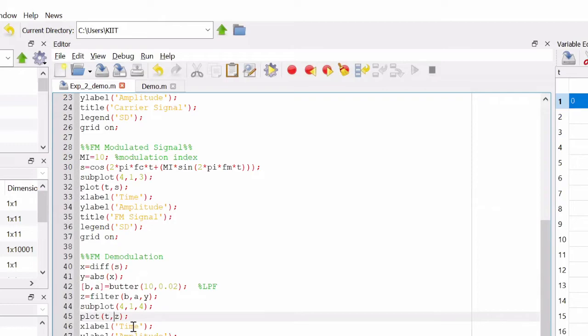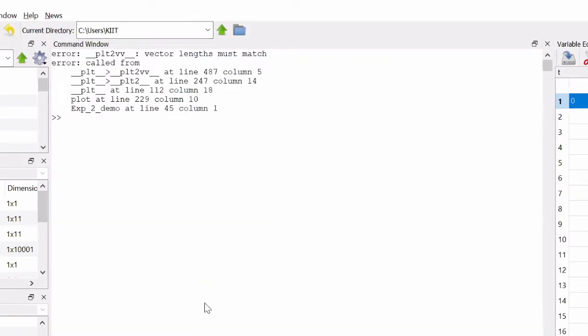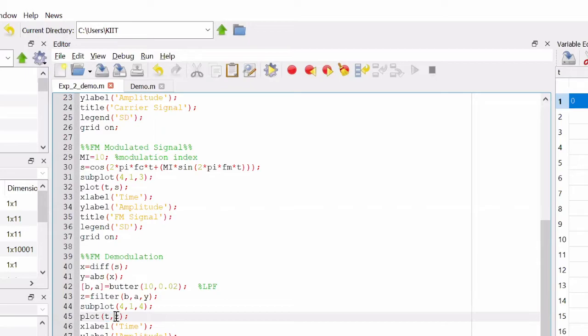So what I am trying to do, I'm just trying to plot the demodulated signal with respect to time t. What will happen? Let me just simulate it. So what it is showing, let me just tell you that it is not showing the last result. For that, we have to go back to the command prompt. I hope the command prompt is visible. In command prompt, it is written that the vector length must match. That means the t and z, they are not of the same length.